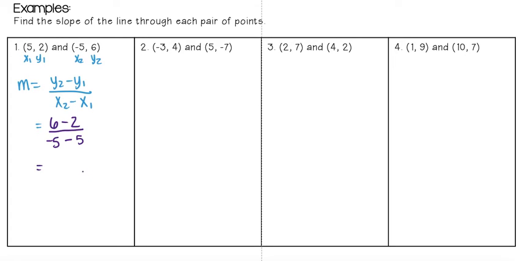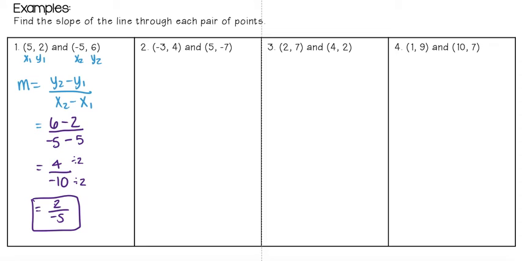And then I'm going to go ahead and simplify from there. So 6 minus 2, I get 4. Negative 5 minus 5, I get negative 10. And then I always want to reduce my fractions, so I'm going to divide 2 from top and bottom to get 2 over negative 5.